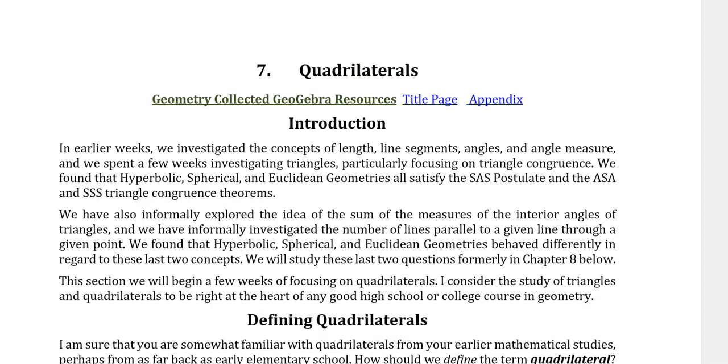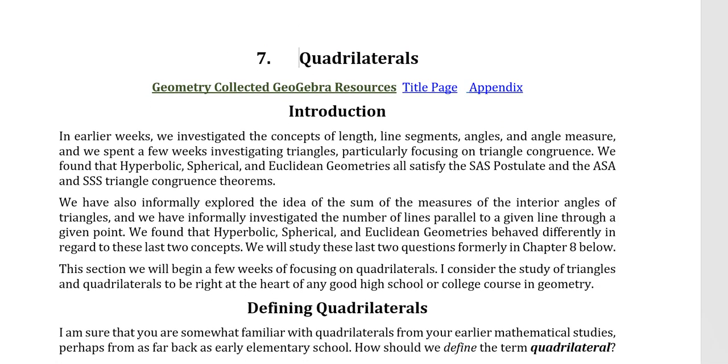So I'm assuming that you're probably already familiar with the term quadrilateral from as far back as early elementary school. So how would we define the term quadrilateral? So what I'd like you to do now is see if you could just go ahead and pause the video and write down a definition of a quadrilateral. And when you think you've got a good definition, come back to the video and let's check it out. Press pause now.